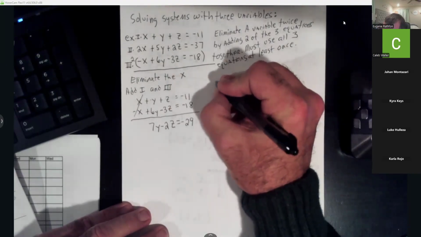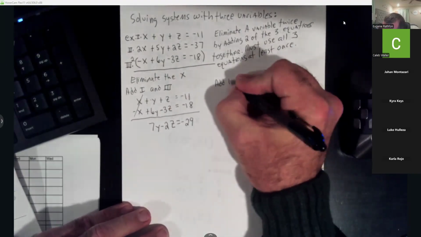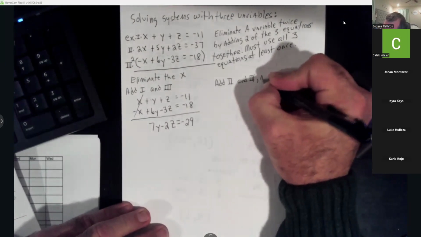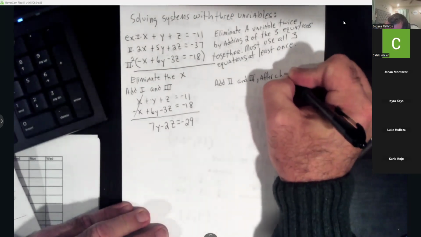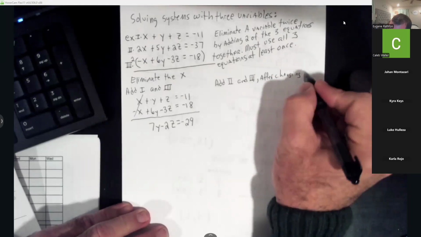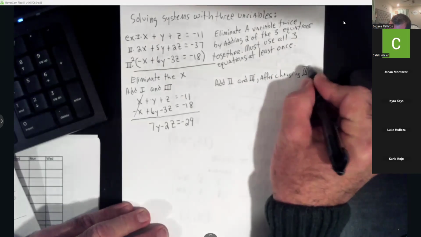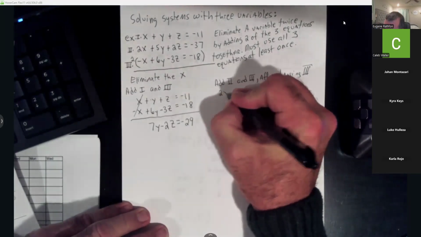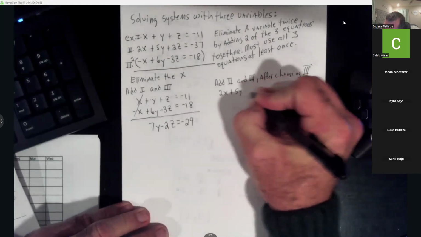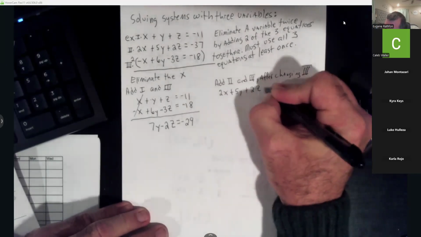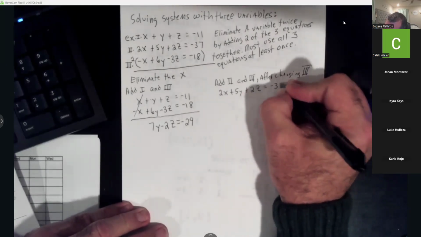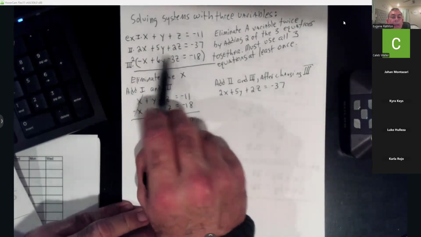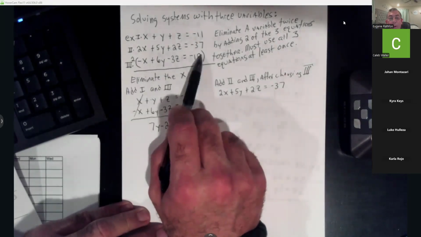So I'm going to add 2 and 3 after changing 3. So 2 is not changing. It's coming down. 2x plus 5y plus 2z equals negative 37. Now we're changing row 3 by distributing that 2 to all 4 parts.